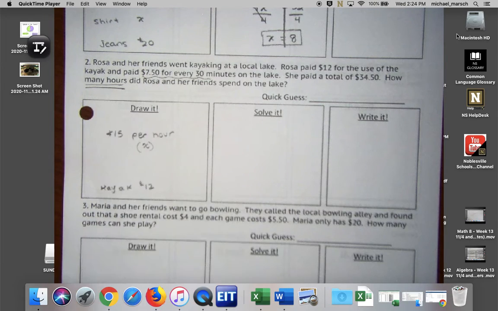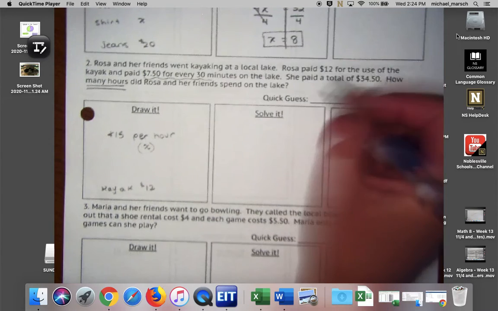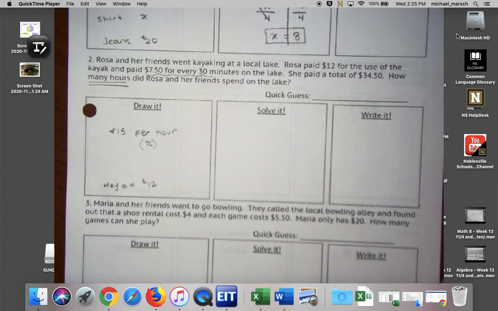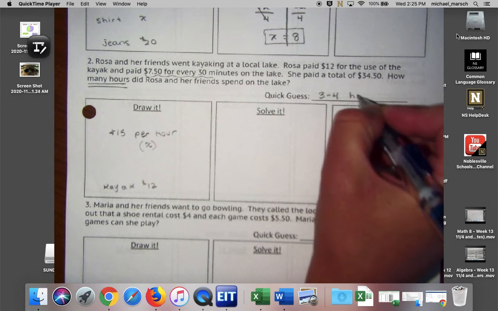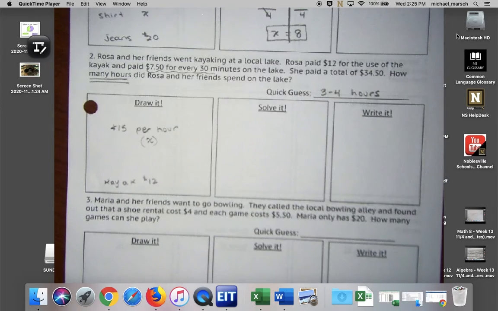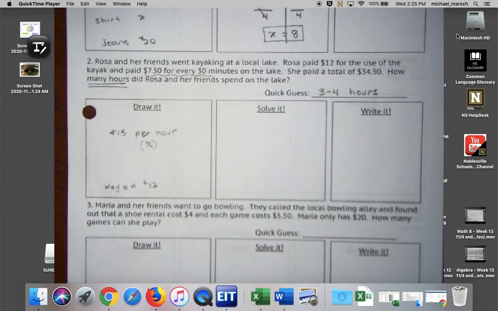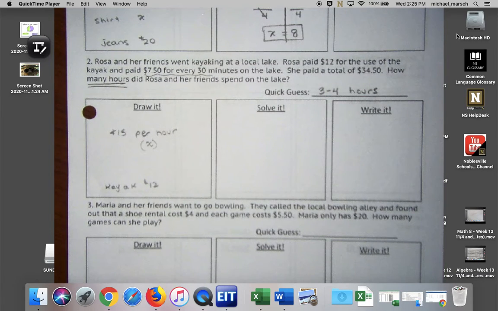How many hours? So then to solve it, what equation will I use? Here's my guess, okay? What's the quick guess? My guess is 3 hours. 3 hours? Anybody have a different guess? I got 2 hours and 45 minutes. 75 minutes. So an hour and a half? We'll see. Okay. So what's my equation going to be?